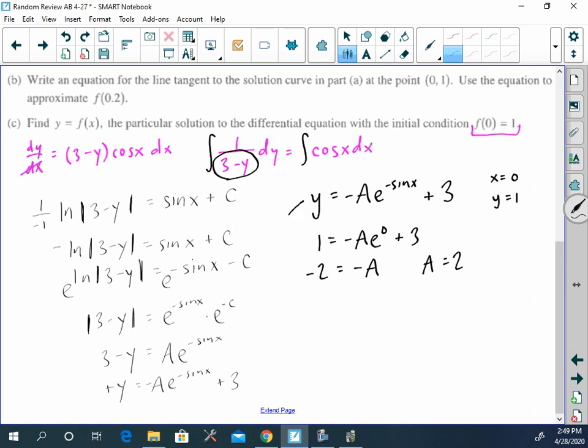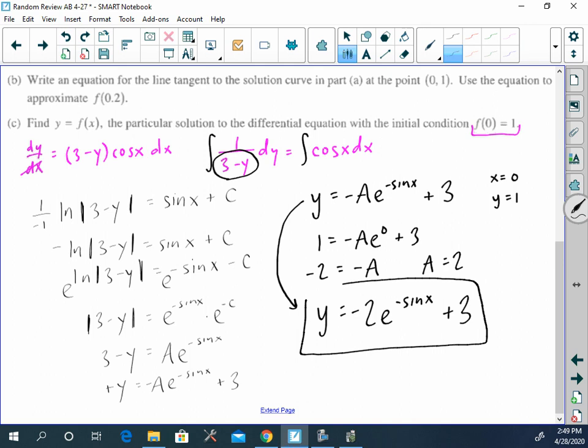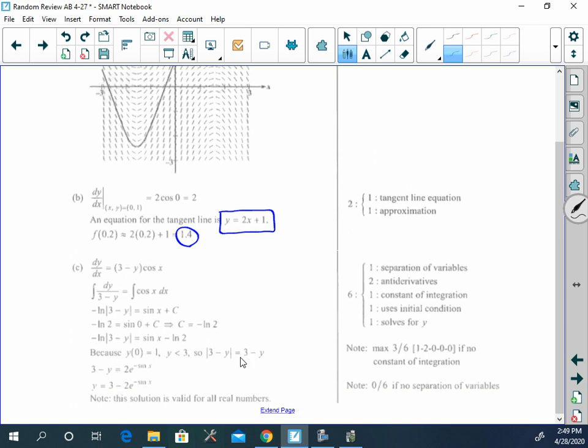And then you got to be careful that you put a being 2 here, so we have y equals negative a, so -2 e to the negative sine of x, and then plus 3. And hopefully we didn't make an error. If we did, we'll correct it here. Okay, so -2e to the negative sine of x plus 3. So we got to the right equation here.